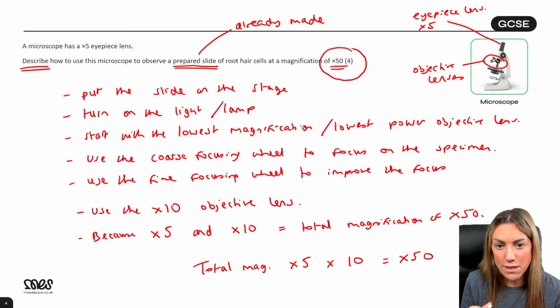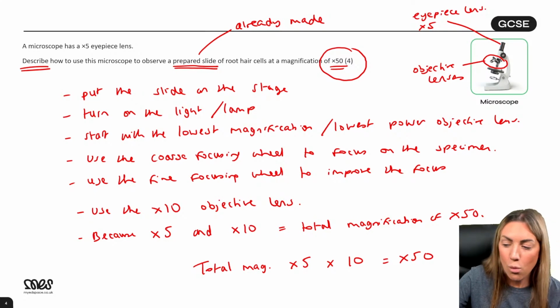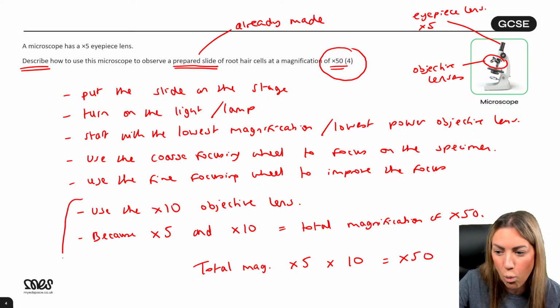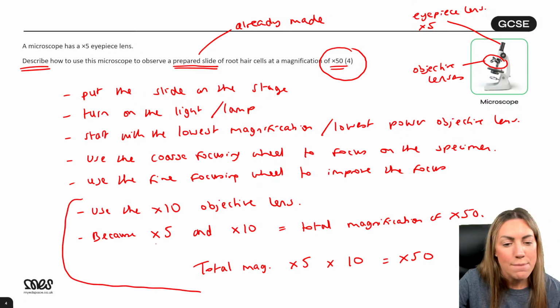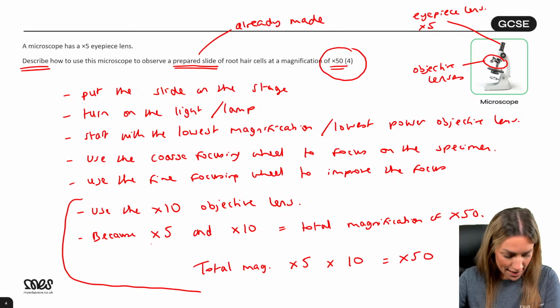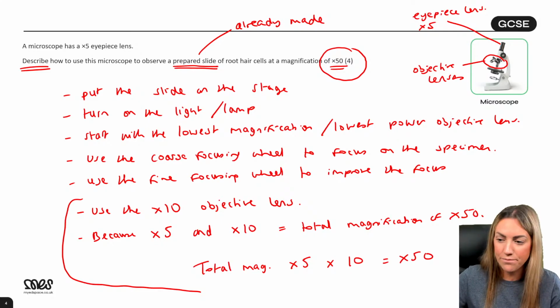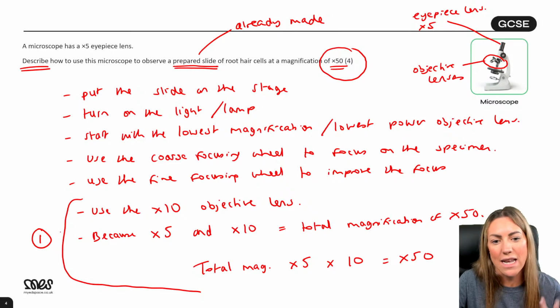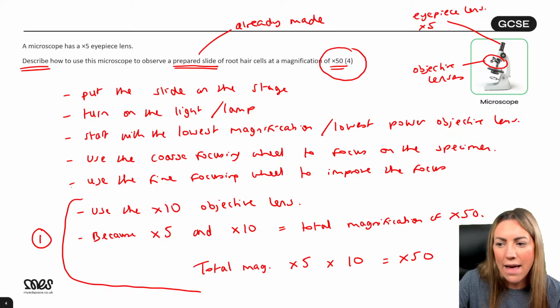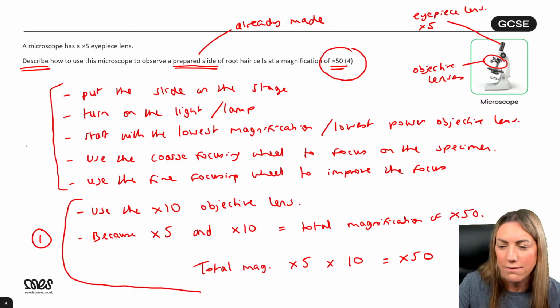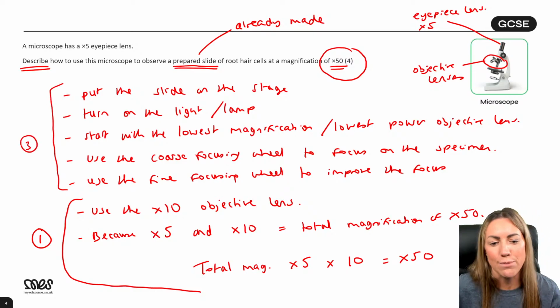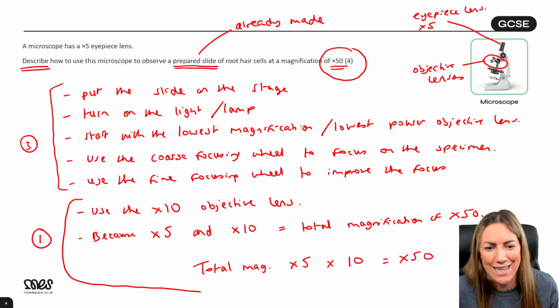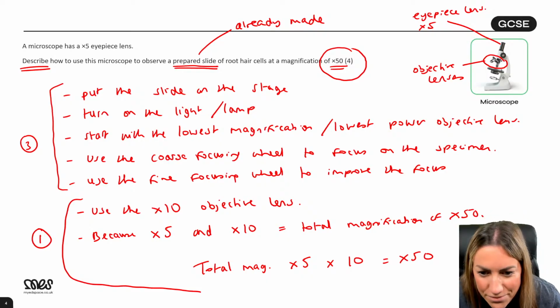Which points are most important or best to write? Well, you needed to have at least one of these, because the question did specify that the magnification had to be times 50. So you needed to have at least one of these points specifically about the magnification and how you're going to make sure it's times 50. And then you could have had any three of these points. So easiest ones, put the slide on the stage, turn on the light, any of those.